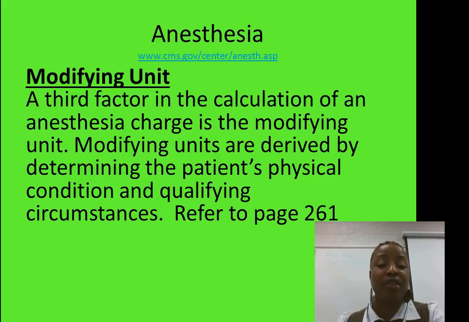Now, you also have the modifying unit, and that's the third factor in calculating anesthesia. The modifying unit is derived by determining the patient's physical condition. So I want you to take a look at page 261 in your textbook, and it gives in the paragraph in that section how many modifying units are for each qualifying circumstance. So kind of make sure you take a look at that as well.